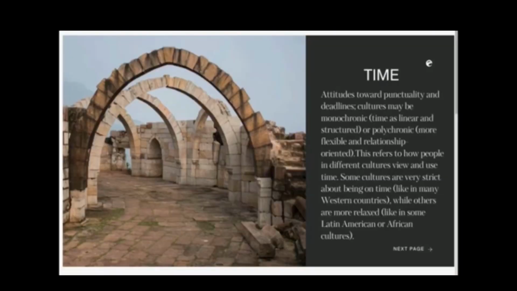First one is time. Attitudes towards punctuality and deadlines. Cultures may be monochronic, time as linear and structured, or polychronic, more flexible and relationship oriented. This refers to how people in different cultures view and use time. Some cultures are very strict about being on time, like in many Western countries, while others are more relaxed, like in some Latin American or African cultures.